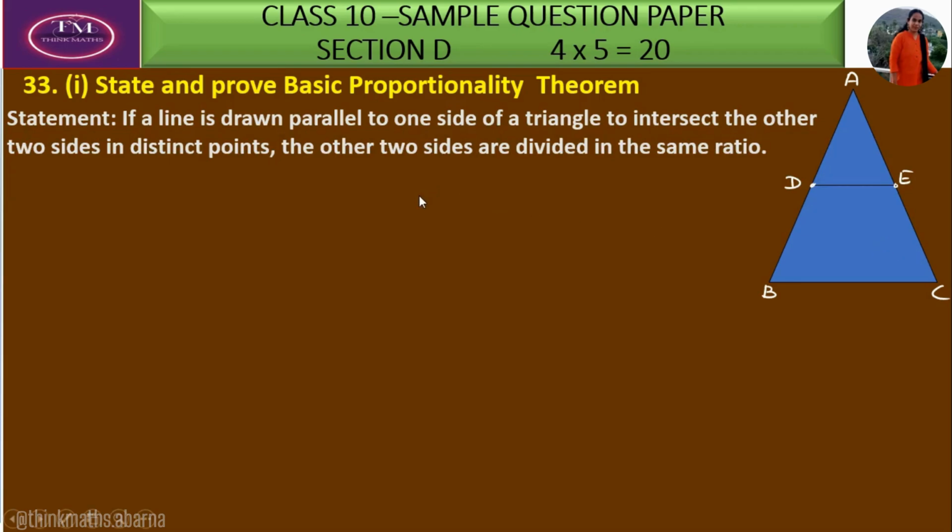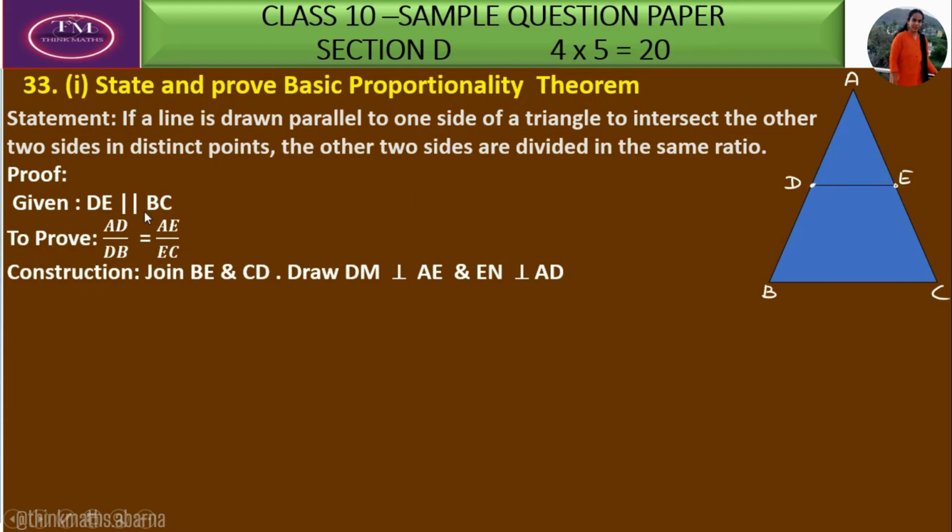So let us start the proof. What is all given here? DE is parallel to BC and we have to prove AD by DB is equal to AE by EC. Here there are some constructions. We have to join BE and CD to get some triangles, and draw DN perpendicular to AE and EN perpendicular to AC. So these are the construction part. Now let us start the proof. We have to just find out the area of triangle ADE.